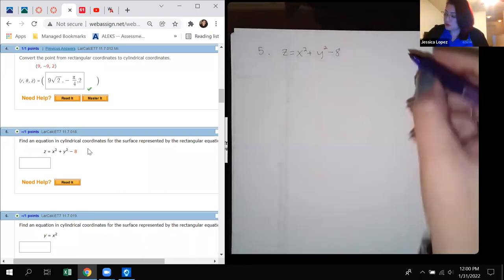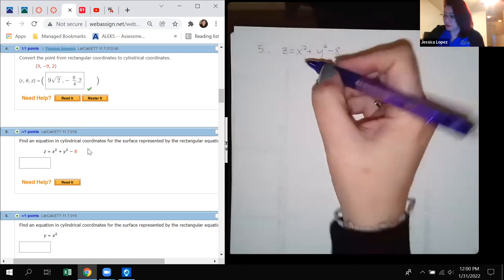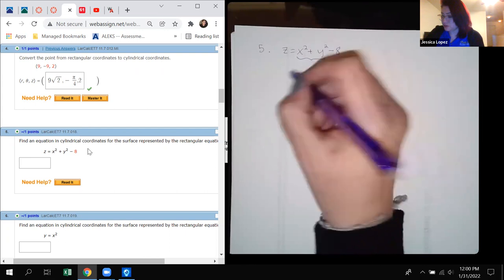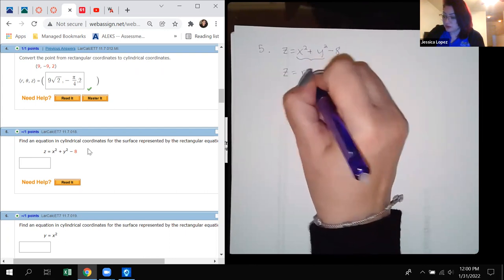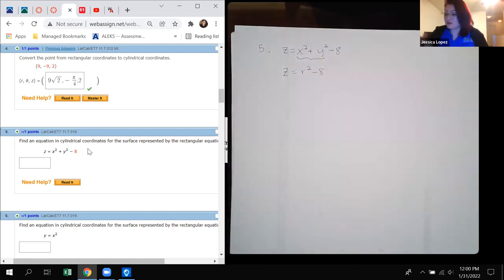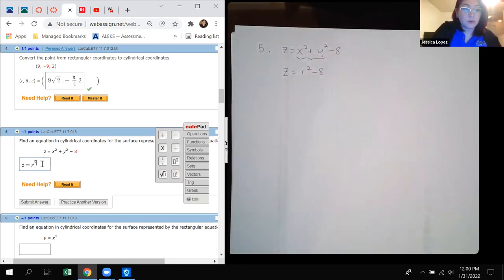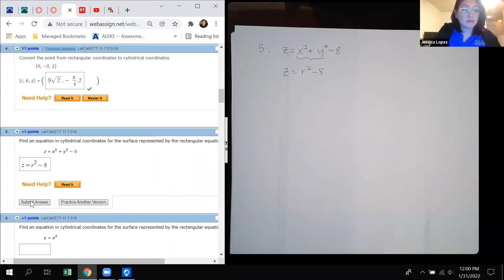But we also know that x squared plus y squared equals r squared. So really, I can just jump right to it and say that that's equal to r squared minus 8, okay? And there's no other x's and y's in this equation anymore. So the equation is literally z equals r squared minus 8. And let's go double check that.